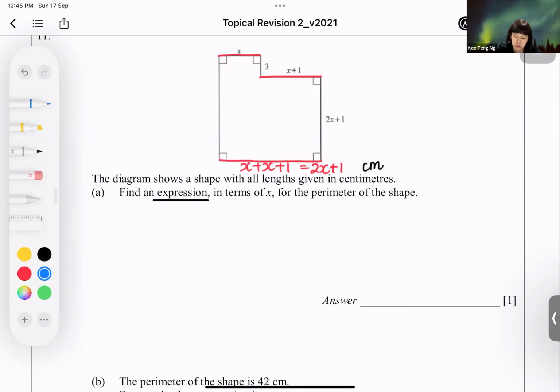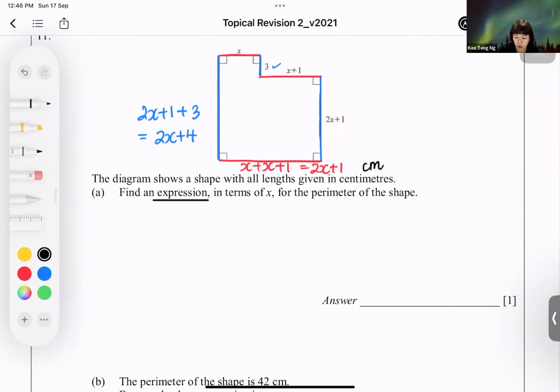Okay, next one, what do you know? We know that this is 3. This one is 2x plus 1. So what will this be? This one will be 2x plus 1 plus a number 3. So simplifying it, there will be 2x plus 4. Don't add them further together. They are just like that.